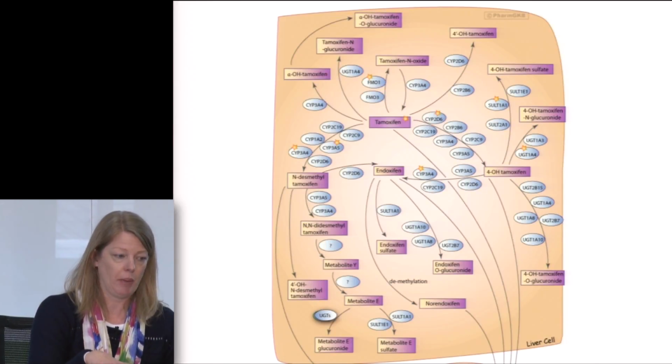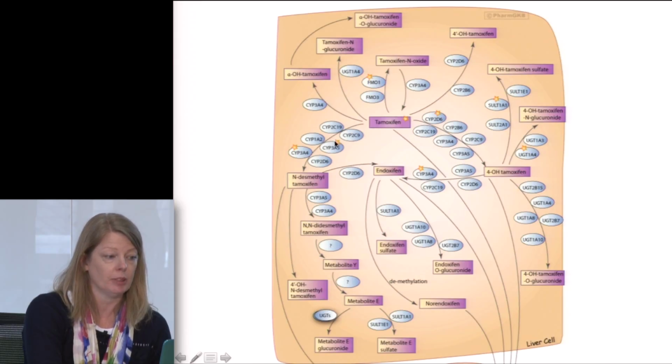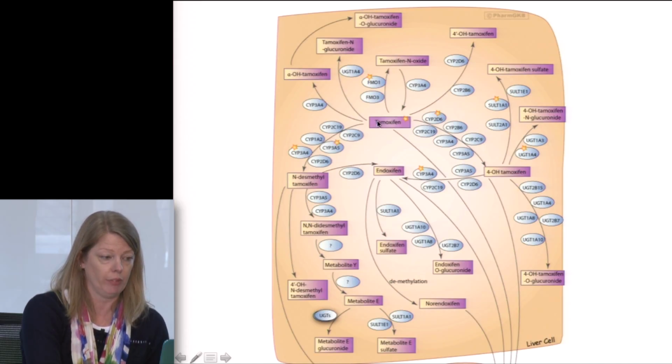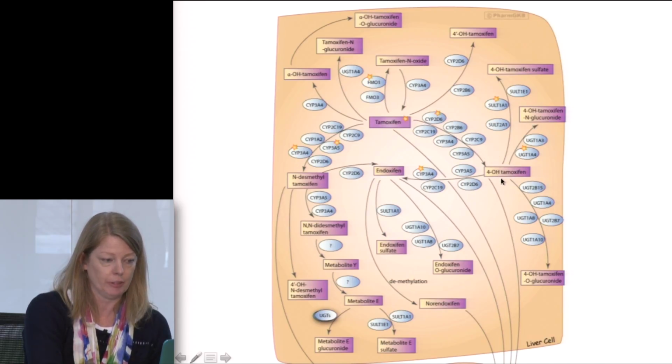I want to show you, this is the pathway. Obviously, there's tamoxifen in the middle. As I said earlier, a lot of the tamoxifen is metabolized by other genes, including CYP3A4 and CYP3A5. About 7% goes this route through CYP2D6.